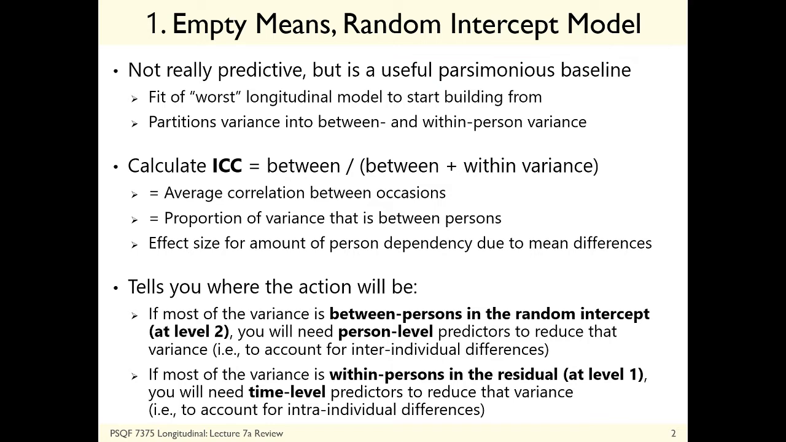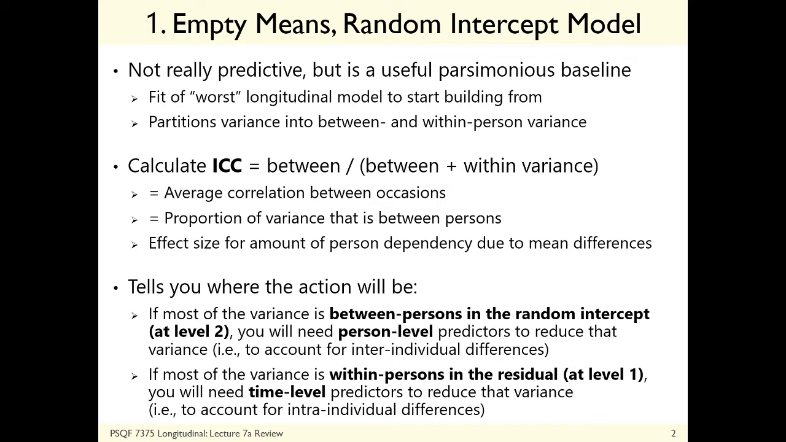In a nutshell, we fit this first to ensure that we actually have longitudinal data. So we calculate an intra-class correlation as a descriptive statistic. You can think of it in two different ways. One is that it is the proportion of variance in the outcome that is between persons at level 2 due to mean differences. And the other is that it is the expected correlation between occasions from the same person.